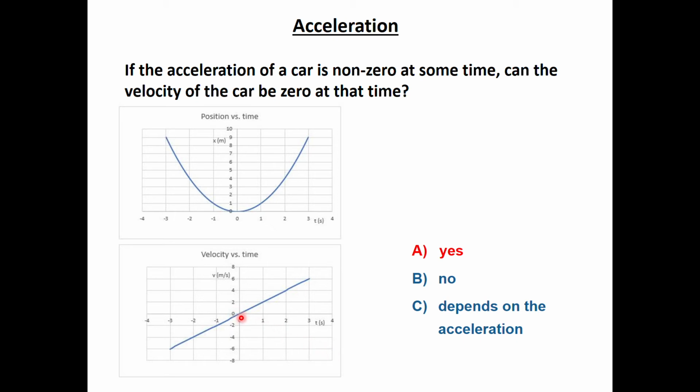At that point of zero velocity, is it possible that the acceleration is non-zero? Sure, it would have been negative. So throwing a ball up in the air would be an example of this at the point at which it's at its highest position.